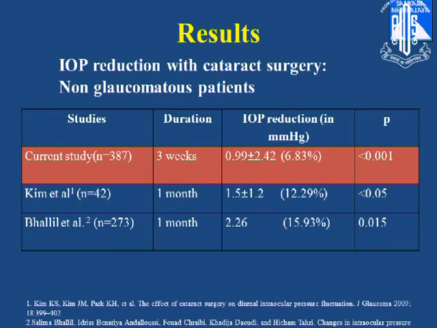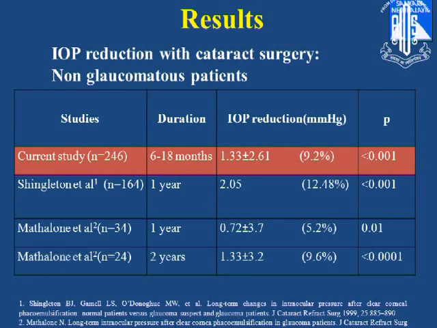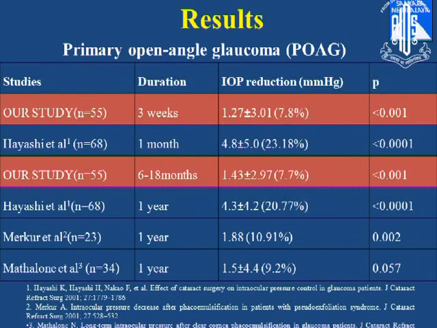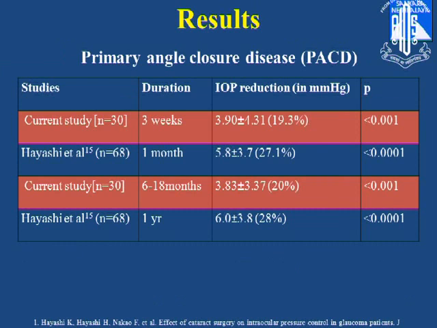IOP reduction with cataract surgery in non-glaucoma patients for short-term duration was compared with studies done by Kim et al. and Varada et al., which showed similar results. For mid-term duration, our study was compared with Singleton et al., Mathalon et al., which showed similar findings. For primary open-angle glaucoma, our study has been compared with Hayashi et al., Mercure et al., and Mathalon et al., having similar findings at short-term as well as mid-term.